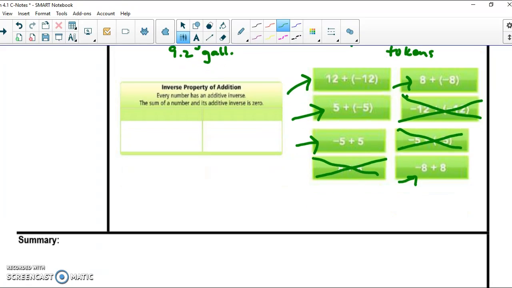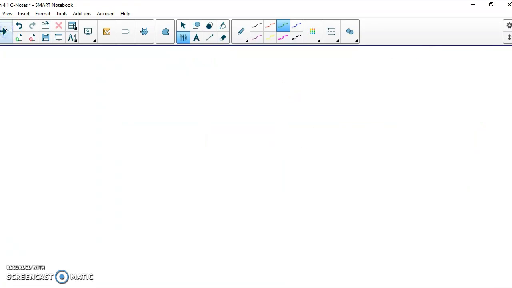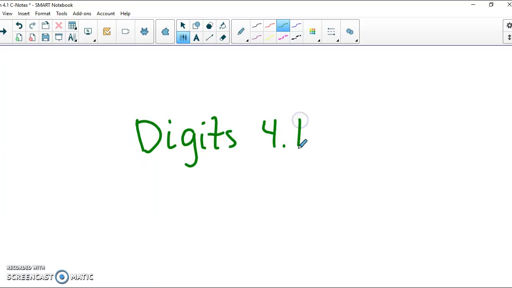That, my friends, is really all that you need to know for this lesson. So now you may log into Digits and complete your 4.1 homework. Good luck, everybody.